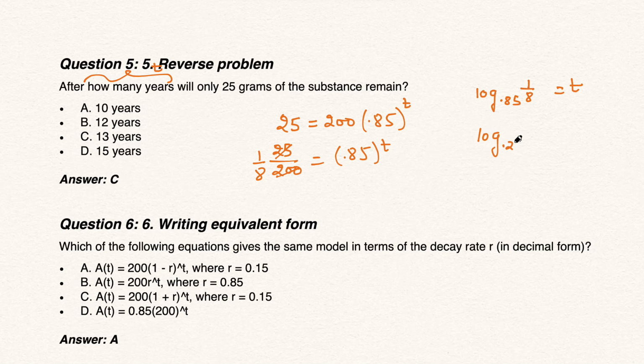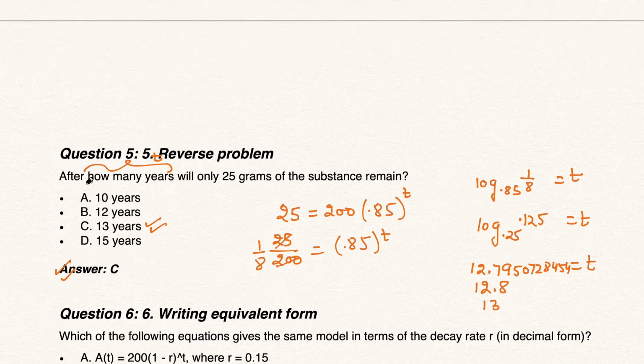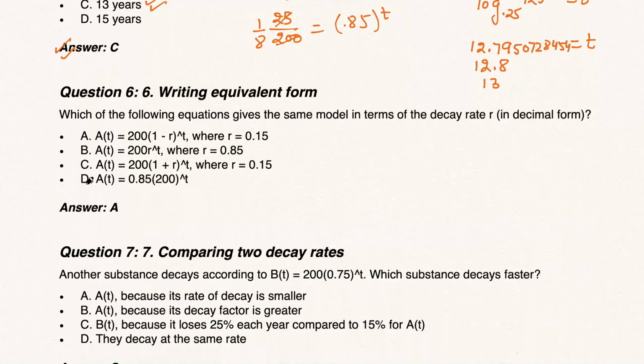So 0.125 is equal to, t. Again use the calculator. So t is equal to 12.7950728454. That means 12.8 or 13. So 13 years is okay. This is also correct. Only one was not correct. That was not correct. Okay.